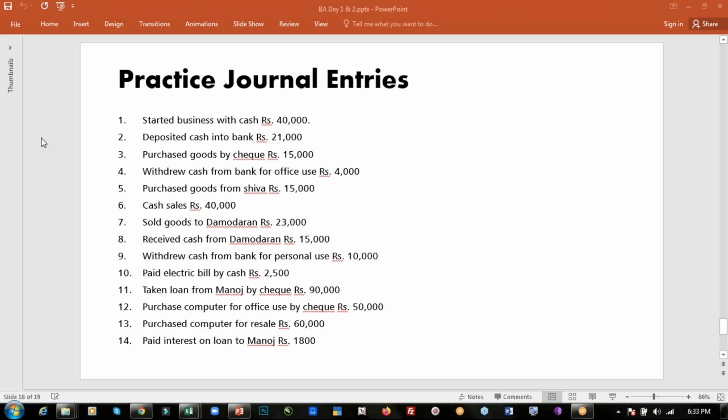There are two ledgers that will occur in this. First is bank, the second is loan from Manoj. Bank we have to debit and loan from Manoj we have to credit. Loan from Manoj will be our liability. And when a liability increases, we have to credit that. This also we have discussed yesterday. So guys, is this 11th point transaction journal entry clear for all of you? If you guys still have any doubt, confusion, you can ask.